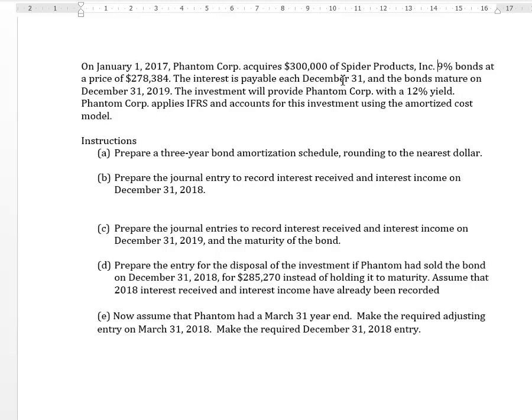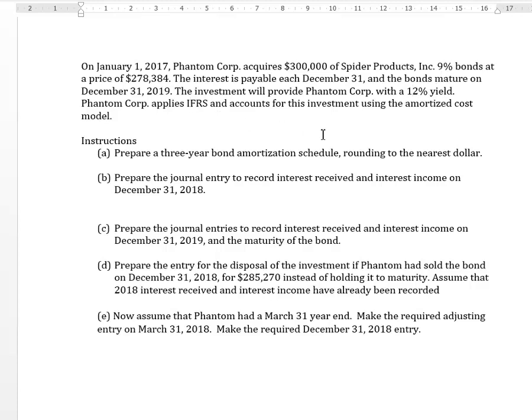We know interest is payable annually every December 31st. The bonds mature on December 31st, 2019. So we have a 3-year bond, right? The investment is going to give Phantom a return of 12%. So the market yield is 12%. So again, we know it's a discount bond. Why? Because the coupon is less than the yield.